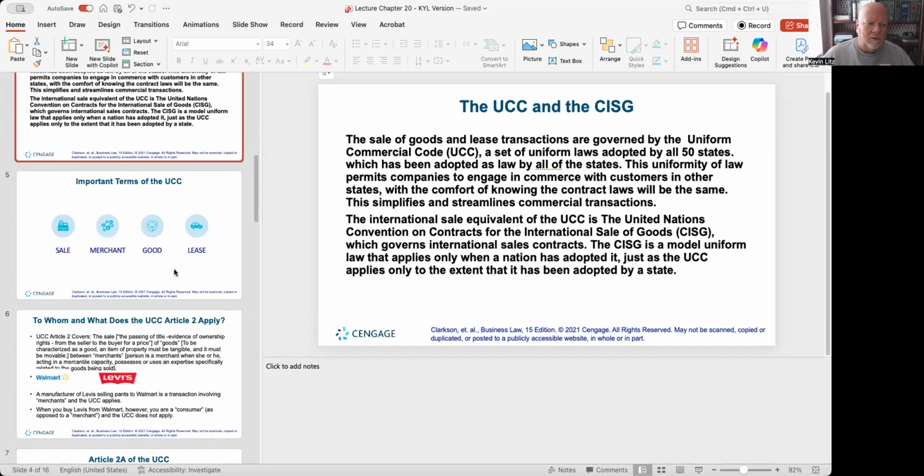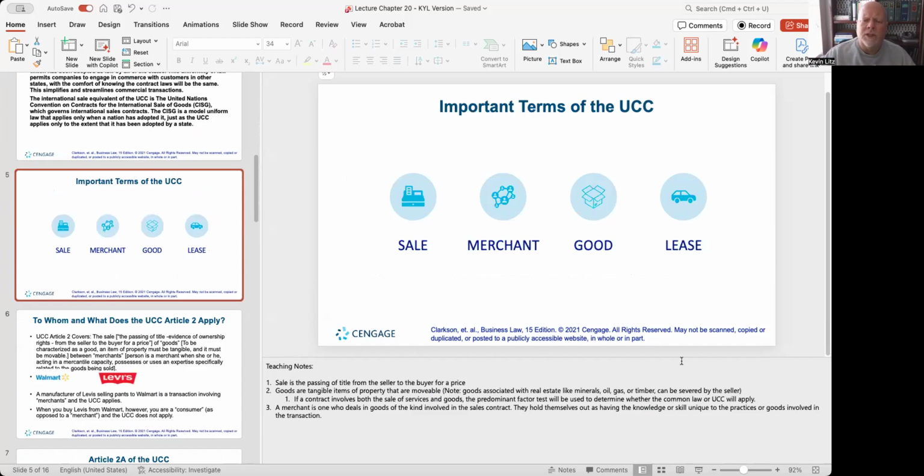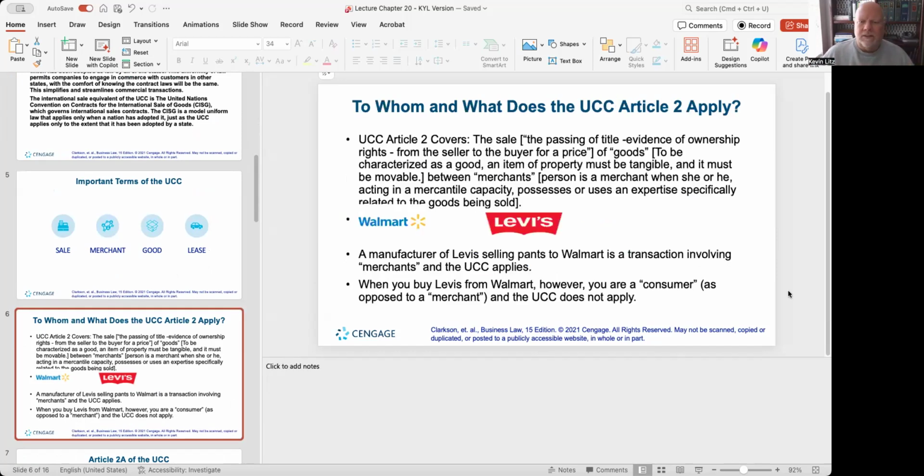Now, here are some important terms for you to know. It's very important under the Uniform Commercial Code: what's a sale? What's a merchant? What are goods? And what's a lease? Well, let's uncover that. So the UCC applies to the sale, the passing of title from one to the other, of goods. And let's call that an item, a piece of something, of real property that must be tangible and movable, between merchants.